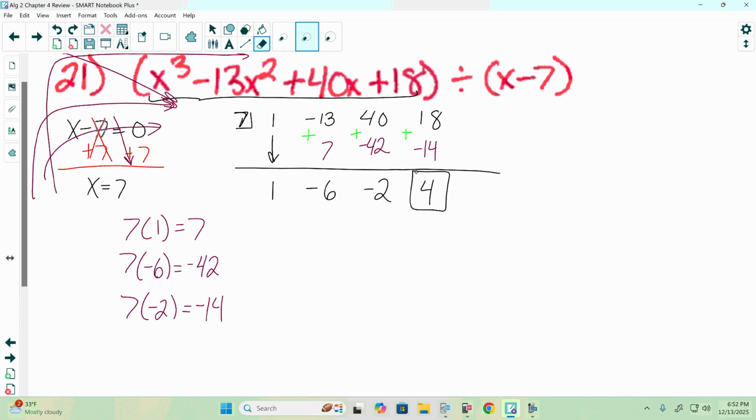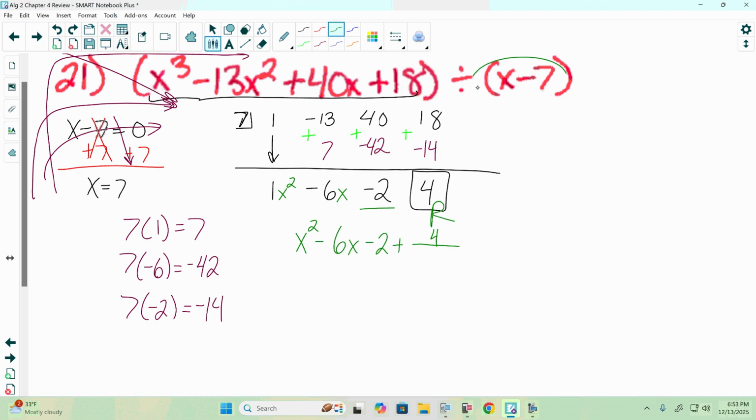Now, because we're only dividing by 2 terms, our remainder is a single term, just the 4. So this here is our remainder. Our negative 2 is our term without x. Negative 6 is our term with x, and 1 is our term with x squared. Telling us that we have x squared minus 6x minus 2 plus the remainder of 4 over what we were dividing this by, x minus 7. It's not just the number positive 7, it's what we were dividing it by originally, our x minus 7. And we get this here.